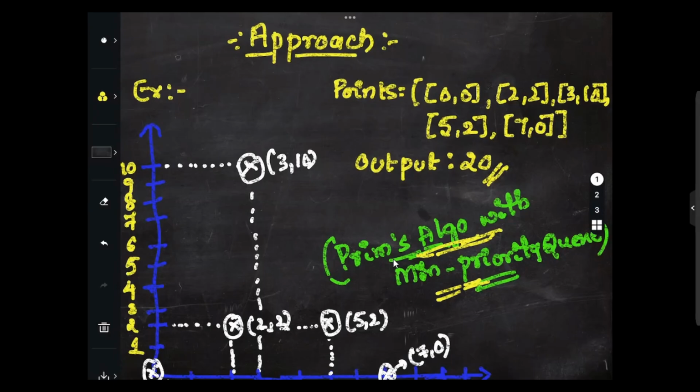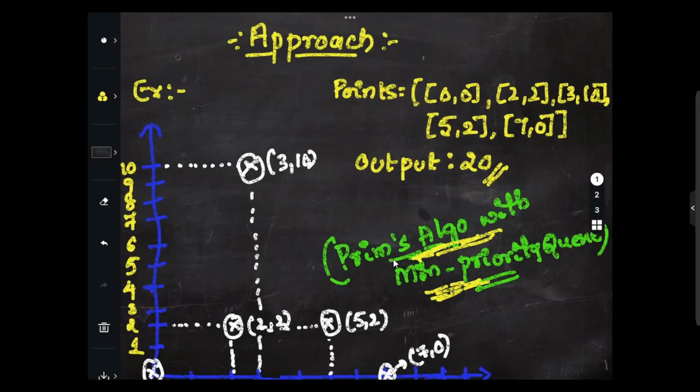We have discussed many algorithms. I have mentioned some important algorithms, and I have a different playlist for that. You can go through some important algorithms, so that when we are solving graph problems, it will be easier for us to understand. So here in this case, we'll be going with Prim's algorithm with minimum priority queue. Just keep this in mind.